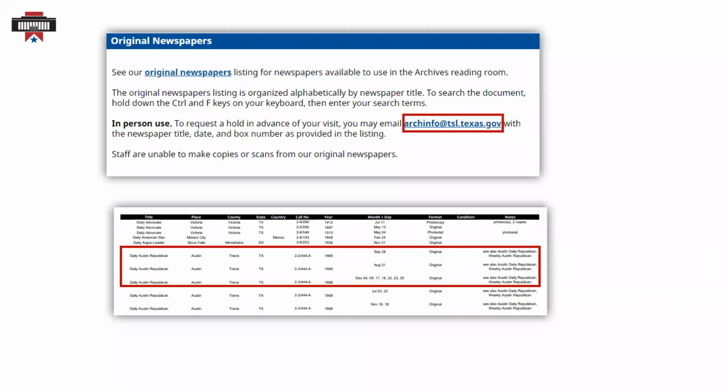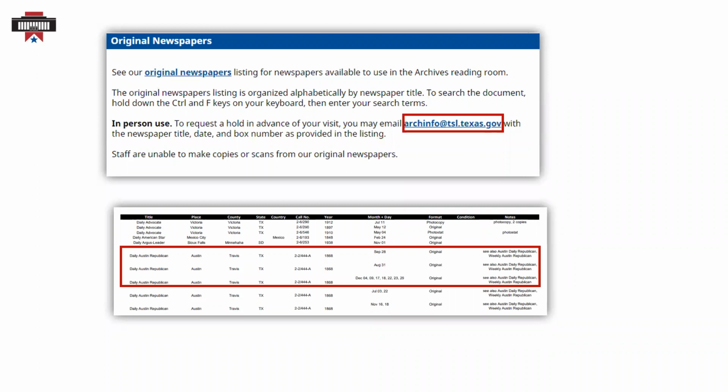Original newspapers are organized similarly. To view titles and dates, click on the original newspaper's hyperlink, which opens in a PDF file listing single issue print newspapers. These are listed by newspaper title, but you can also search the text on this page to jump to a county or city.